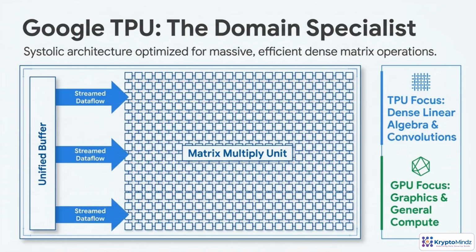TPUs are built as domain specialists for one thing: massive matrix math. Instead of many flexible cores like a GPU, they use a systolic array, where thousands of tiny units pass partial results to their neighbors in a wave. Data is streamed from a unified buffer into this array, multiplied and accumulated with very little control overhead. That makes TPUs fantastic for dense linear algebra and convolutions at huge batch sizes, while GPUs remain stronger for graphics, irregular control flow, and more general-purpose workloads.